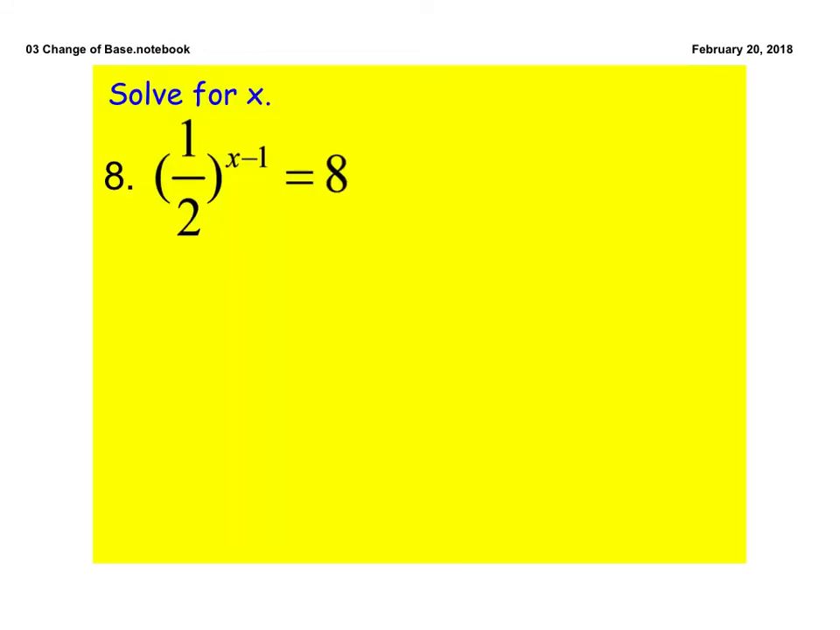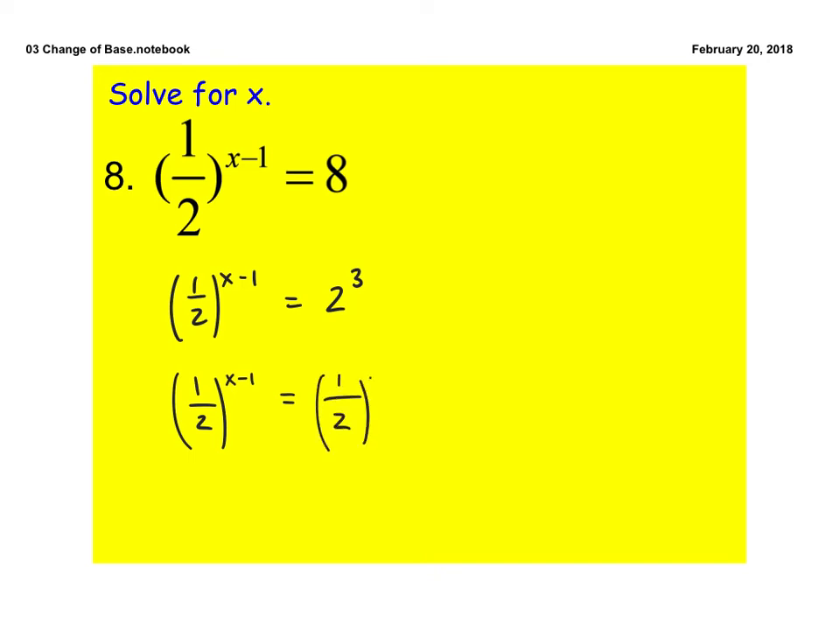Okay, I have (1/2)^(x-1), and I have 8. I'm going to leave the stuff on the left. And I'm going to make this, let's do it in stages. This is 2 cubed, right? But I want 1/2. So what I'm going to do is make this (1/2) to the negative 3rd.